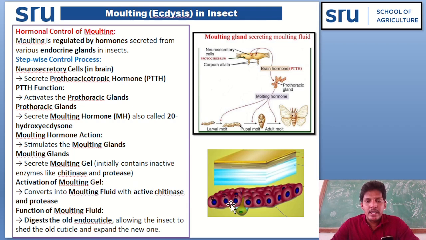Molting gland secretes molting gel. Later, activation of the molting gel will occur. That is, molting gel is activated into the molting fluid with active chitinase and proteases. See here the function of molting fluid. This molting fluid digests the old endocuticle, allowing the insect to shed the old cuticle and expand the new one.